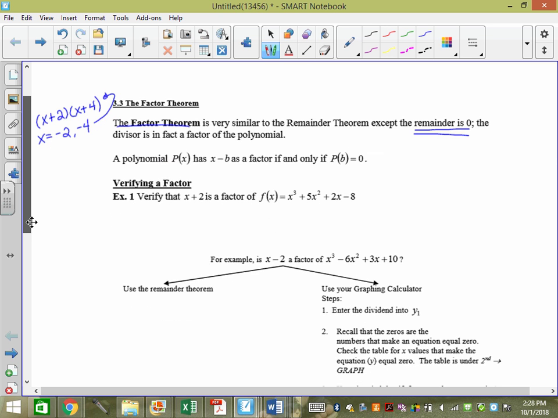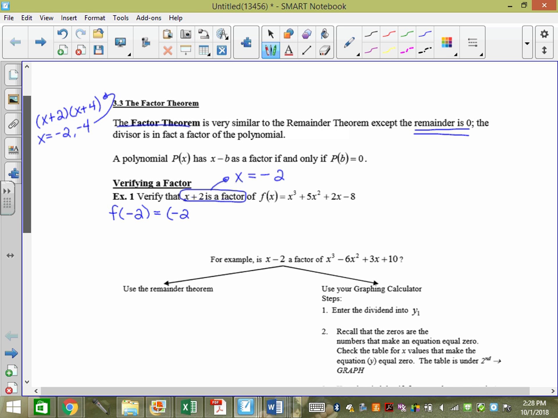So this one says, verify that x plus 2 is a factor. Well, we can't fill x plus 2 in there, but we can fill the root in. We can fill the x value of it. What would the x value be? What did we fill in before? X equals what? -2. So let's plug that in. So we're going to find f of -2.